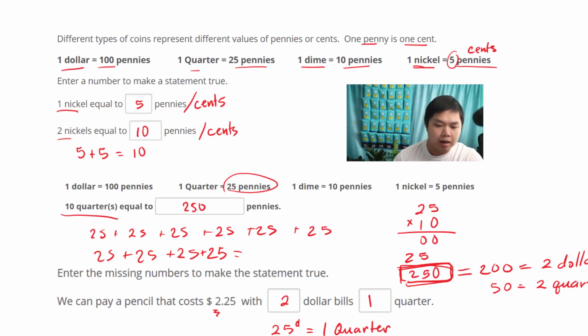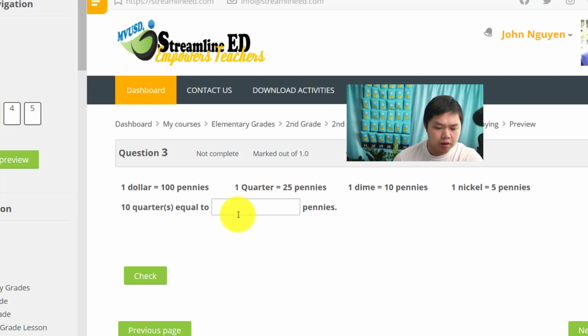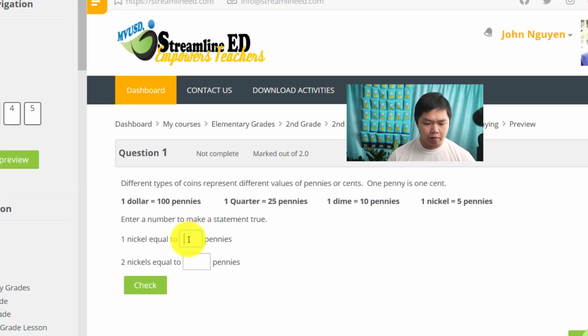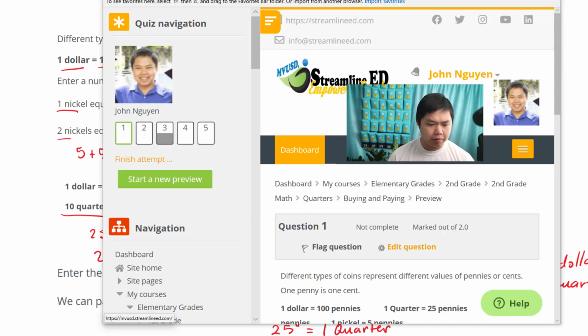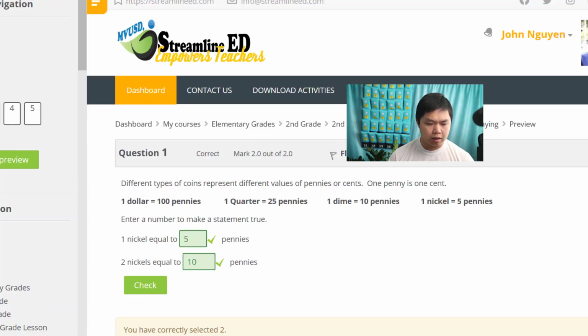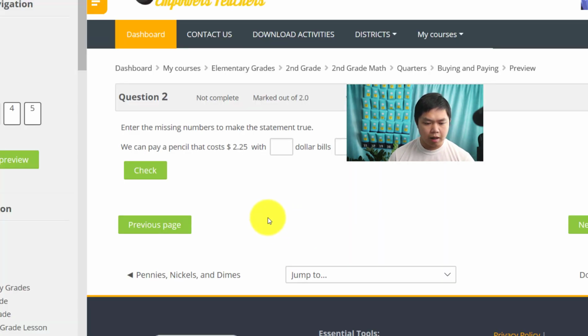Now let's go and check our answers. So this one we have 250. Check. There you go. Let's go to this one. What do we have? Well, 1 nickel. Do we have nickel? Yes. That's equal to what? 5 pennies. How about this one? This is 10 pennies. Check. How about this one? We have $2 bills and 1 quarter.